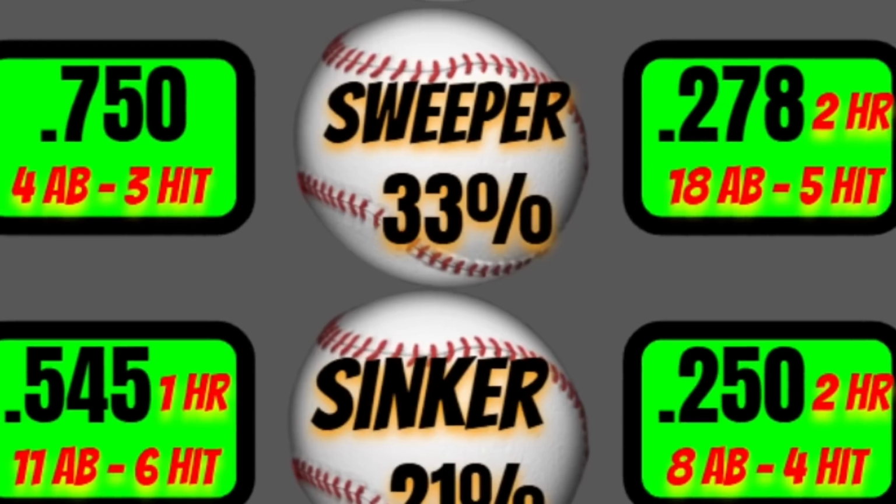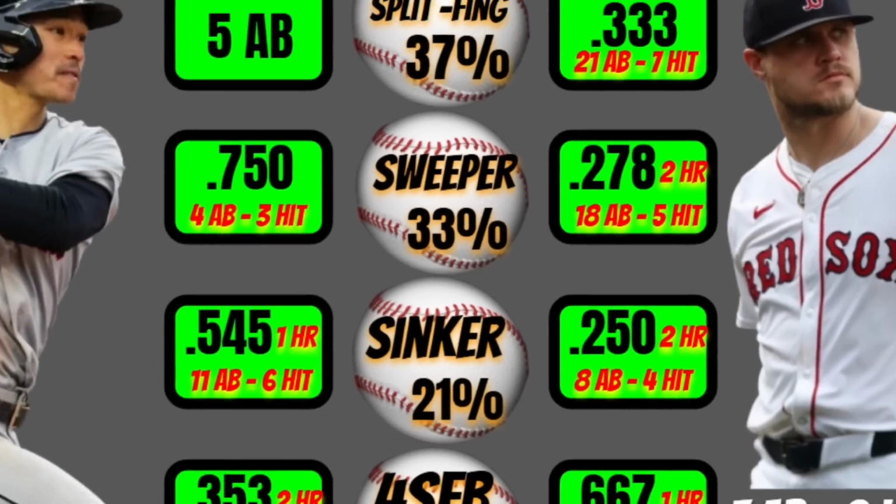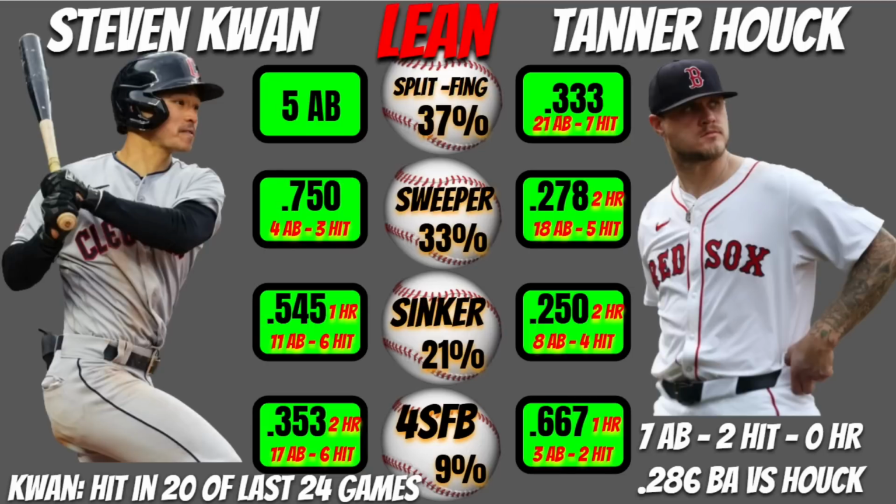All right, next matchup, Steven Kwan versus Tanner Houck. And I got a lean designation. Let's talk about it. Houck throws his number one pitch, the split finger fastball, 37% of the time. Steven Kwan has just seen it about 5 times this year. He hasn't seen it very often most of his career. So there's a little bit of a wild card on the number one pitch right there. So that's the thing that's causing me to have a little pause.